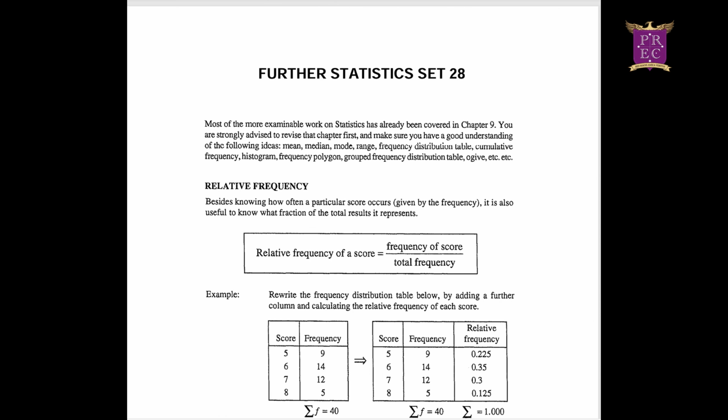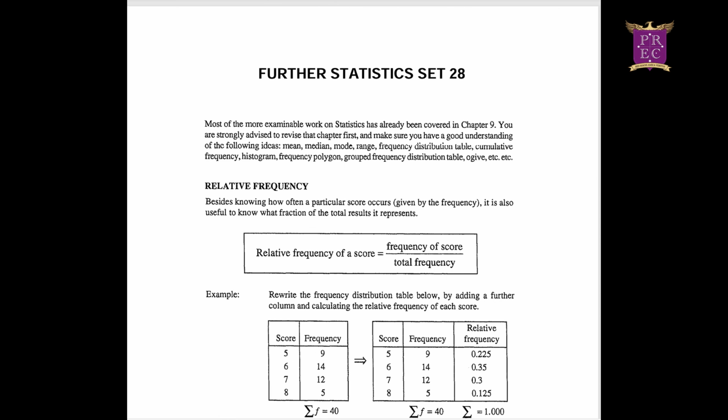Okay? Let's look at relative frequency. To find the relative frequency of a score, what we do is get the frequency of a score and put it over the total frequency. Okay? So for example, have a look at the example here. We have a score of 5 and a frequency of 9. Okay, so score of 5, frequency of 9.